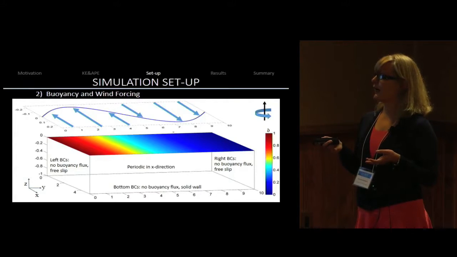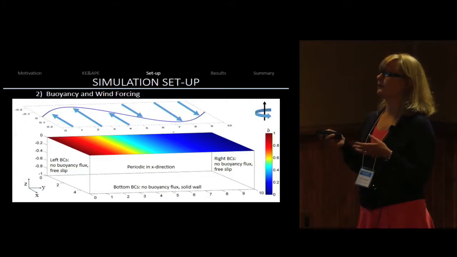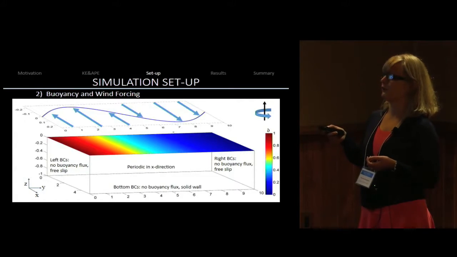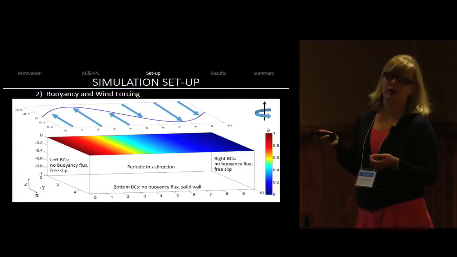And then on top of that, I have a few scenarios with different wind forcings, such that I impose the wind so it's recreating easterlies in the lower part of the domain and then westerlies in the upper part of the domain.